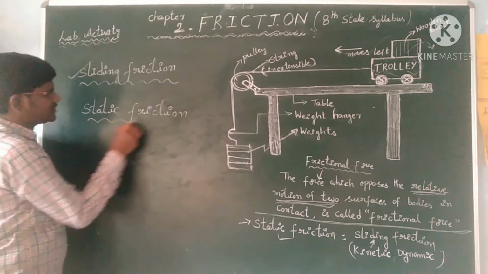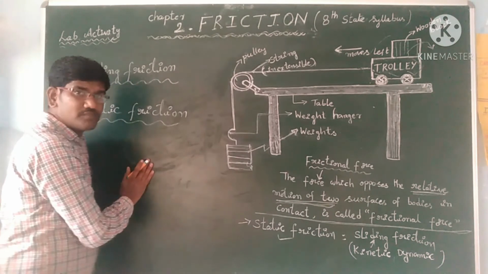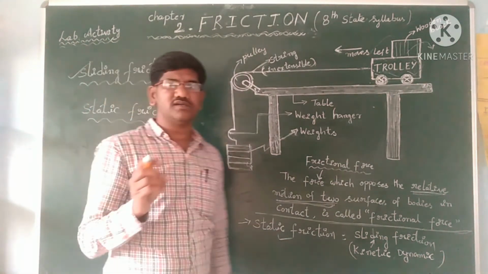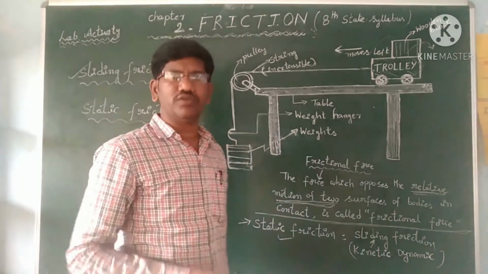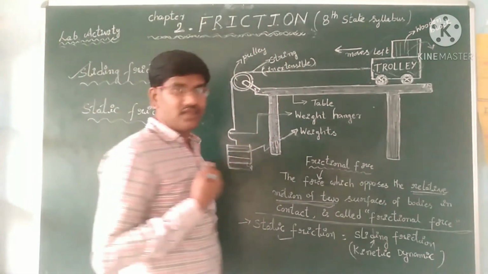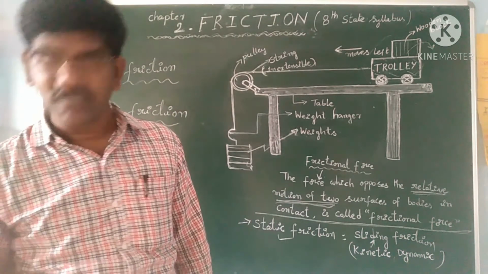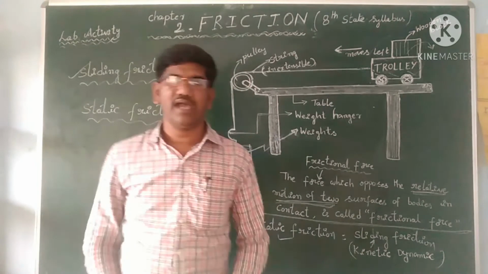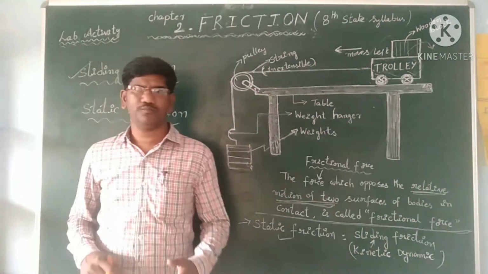Static friction is the friction which comes into play when the surfaces of the objects which are in contact are at rest relative to each other. So that is about static friction and sliding friction from activity 1 and activity 2.